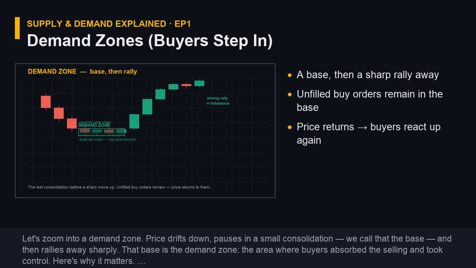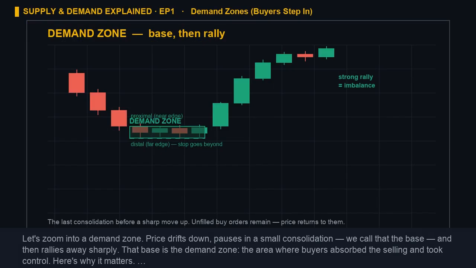Let's zoom into a demand zone. Price drifts down, pauses in a small consolidation, we call that the base, and then rallies away sharply. That base is the demand zone, the area where buyers absorbed the selling and took control. Here's why it matters. Not every buy order got filled in that tight area before price ran away, so unfilled orders are still resting there. When price comes back down to the zone later, those buyers are waiting, and price often reacts up again.